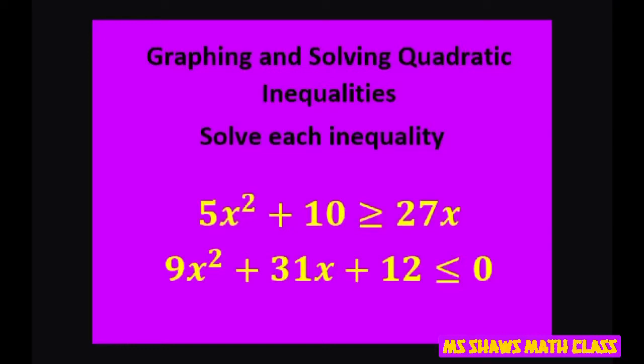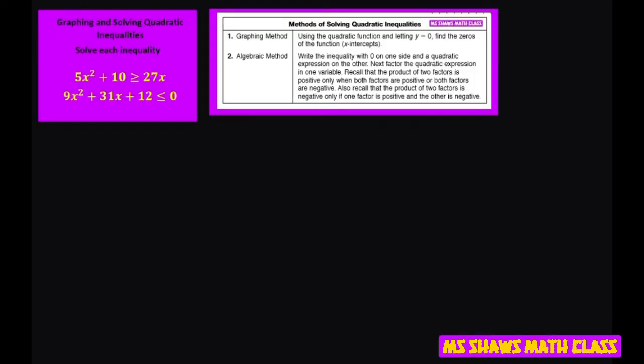Hi everyone, we're going to solve this quadratic inequality by the algebraic method. So these are the two problems we're going to do. Now the first step is we want to write the inequality with 0 on one side. So let's subtract 27x from both sides.